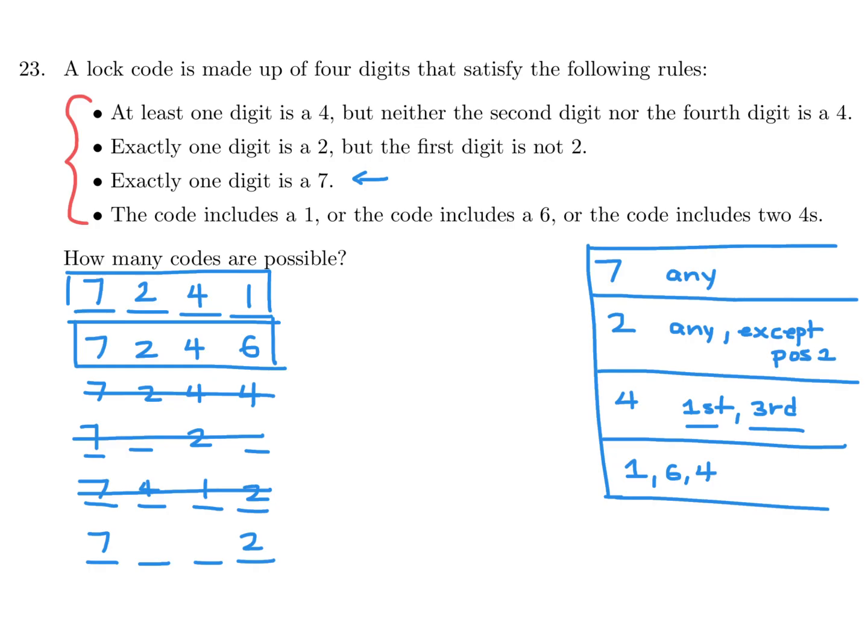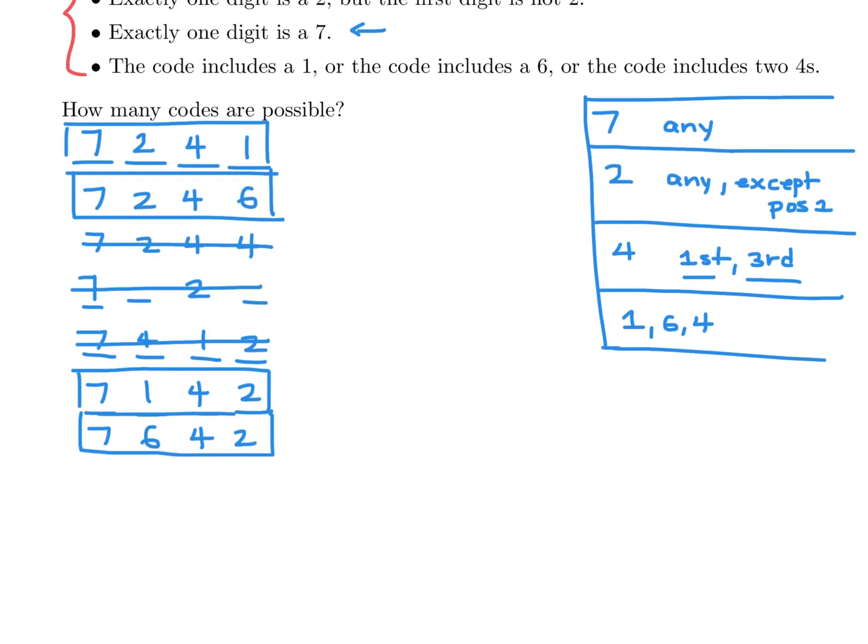So let's try that again. Let's put the 2 there. Now we can put the 4 here because the 4 can definitely go in the third position. And then we put a 1. And then I think I can do the same thing with the 6. And I think that finally exhausts the possibilities when 7 is in the first position. So that produced 4. And then we just continue like this.